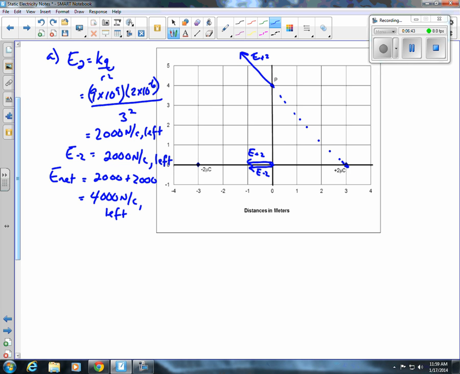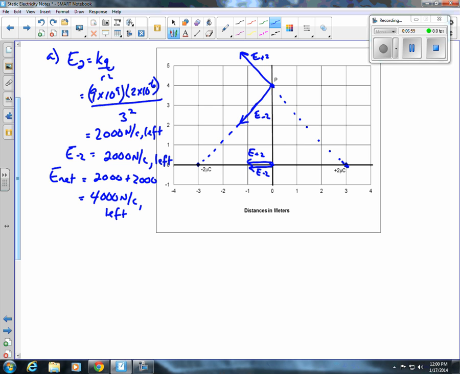Then I imagine myself here at point P. Which way am I going to go because of the negative charge? Toward the negative charge. So I'm going to draw this one towards it like this. I'll label that one E minus 2.